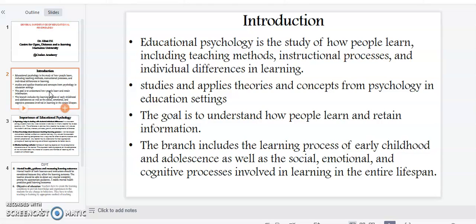We can also say that educational psychology studies and applies theories and concepts from psychology in educational settings, which could be schools, starting from early years education to university education. The goal is to understand how people learn and retain information. The branch includes the learning process of early childhood and adolescence, as well as the social, emotional, and cognitive processes involved in learning across the entire lifespan.